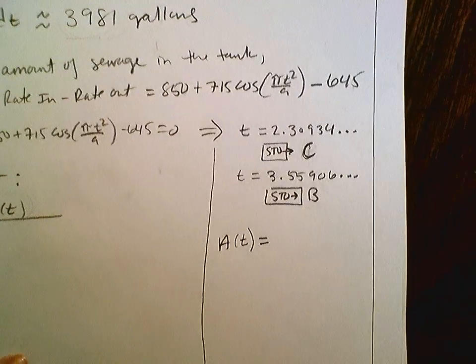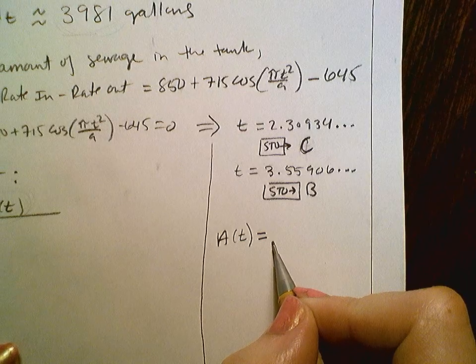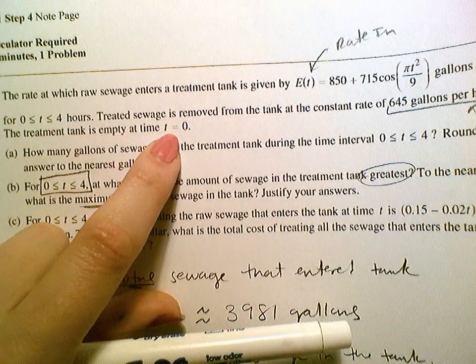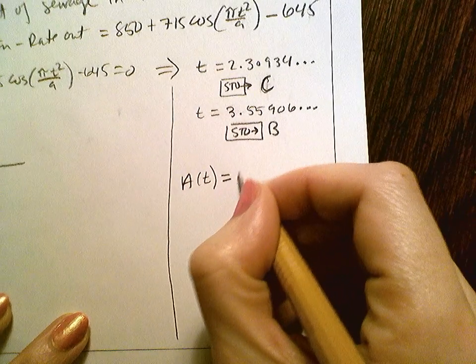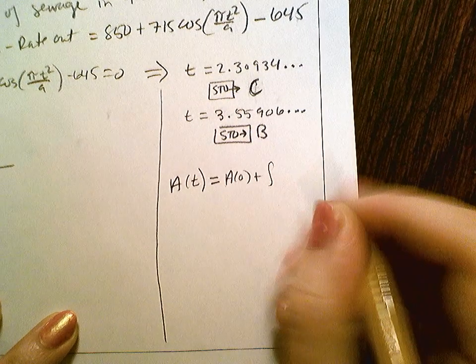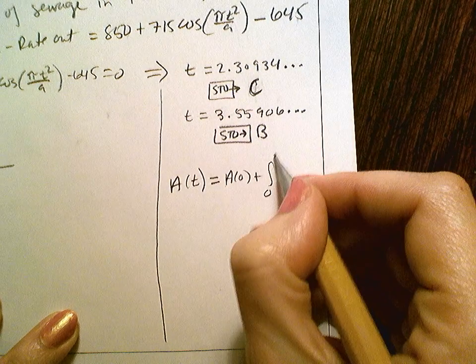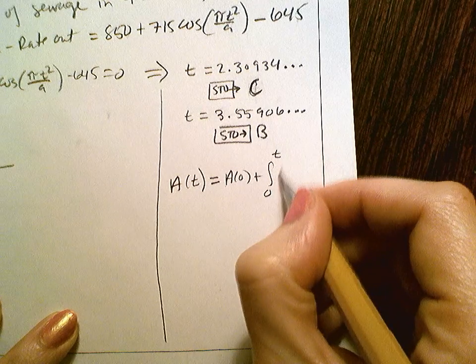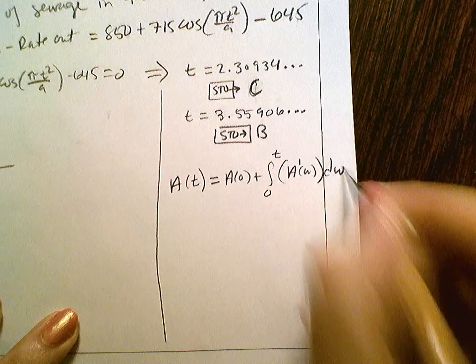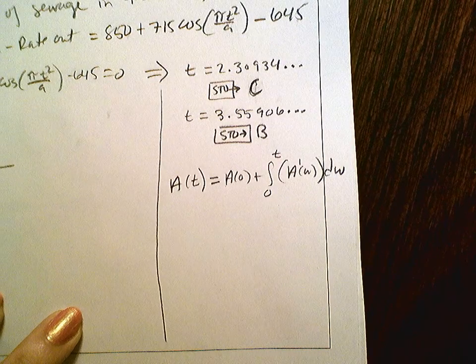So A of t is equal to, all right, so the treatment tank is empty at t equals 0. So that's what we know. So we want A of 0 plus the integral from 0 to t, and then in here goes A prime of w dw. Okay, so that's that.